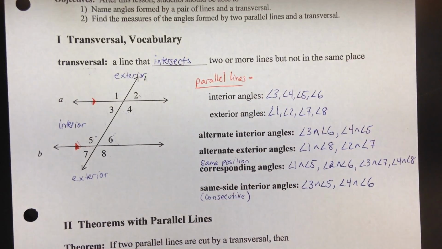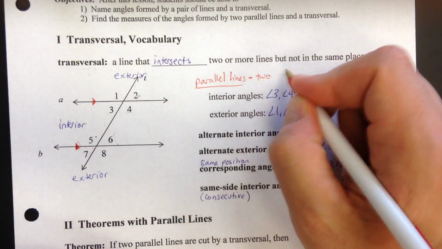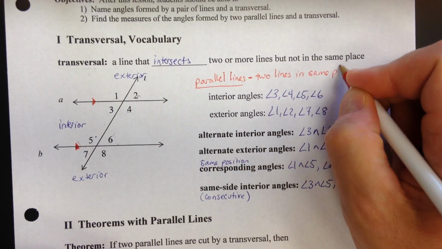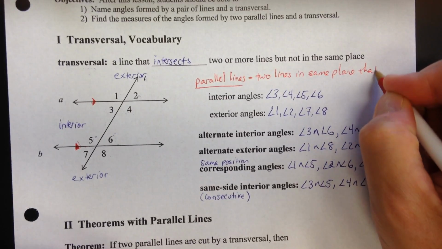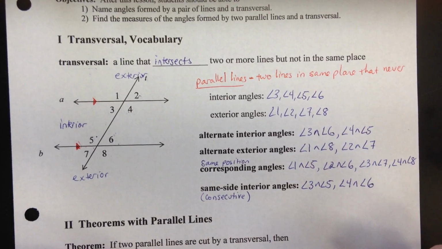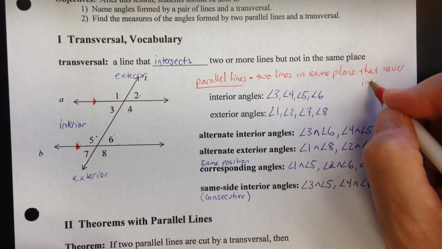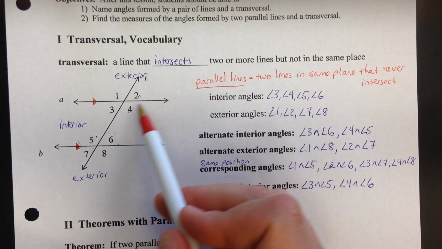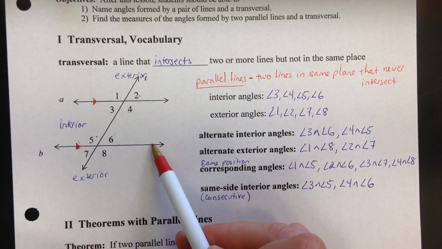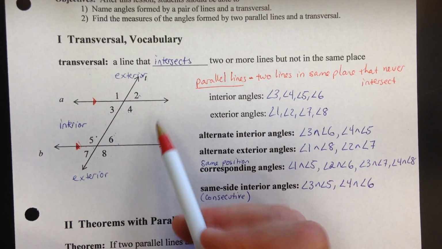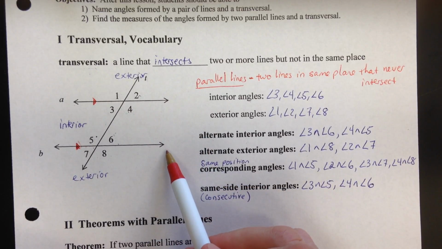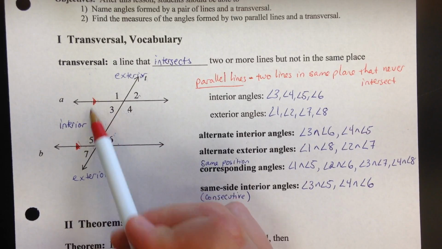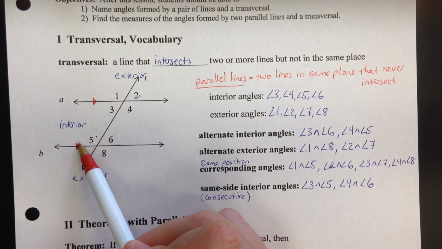Parallel lines, those are two lines in the same plane that never intersect. So remember that lines will always go on infinitely, but if they don't intersect each other, if they're in the same plane, they're kind of traveling in the same path, in the same direction, so we call them parallel. So we label that by putting the triangle, the little symbols right here on the lines.